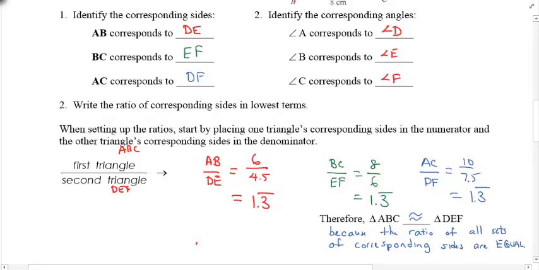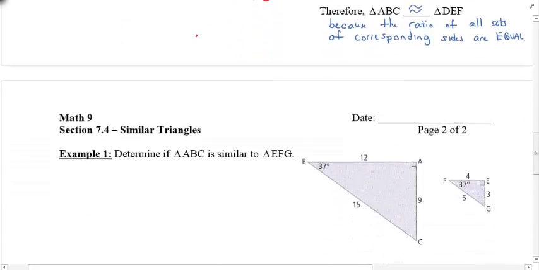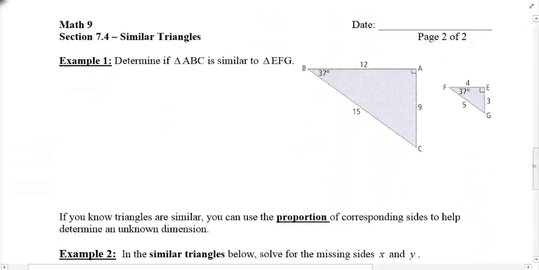Okay. All right. So turn the page and let's try some examples. Here's example number 1. It says determine if triangle ABC is similar to triangle EFG. So let's look to see what we can figure out. Let's look at the corresponding angles this time first.